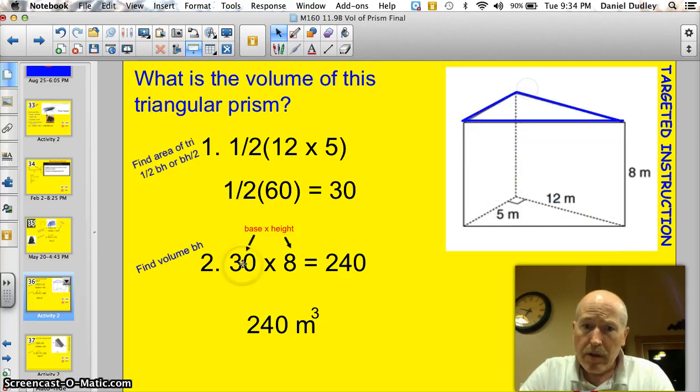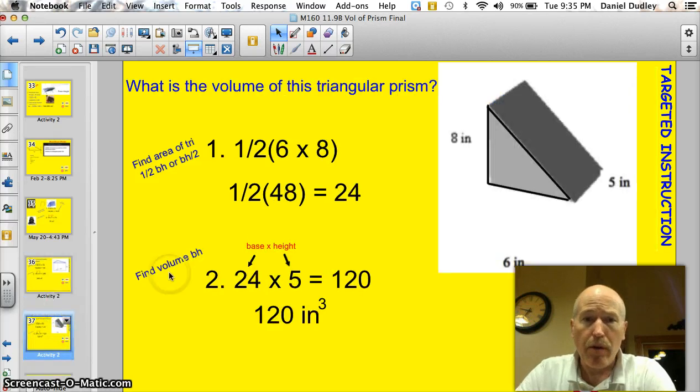So plug that in. There's my base. Now how high is it? 8 meters. So 30 times 8, which is 240. 240 meters cubed. And that's all there is to it. All right? Steps 1 and 2. All right, let's try another one before you're on your own. What is the volume of this triangular prism?